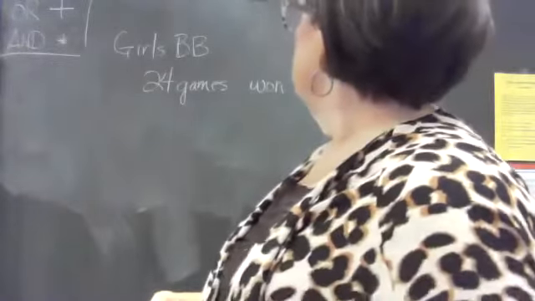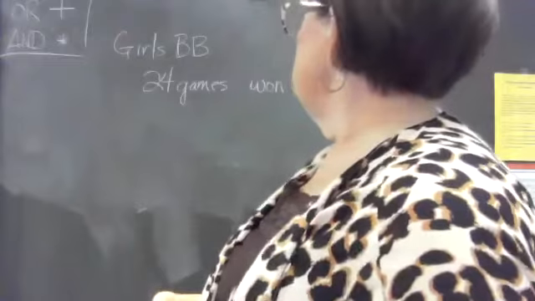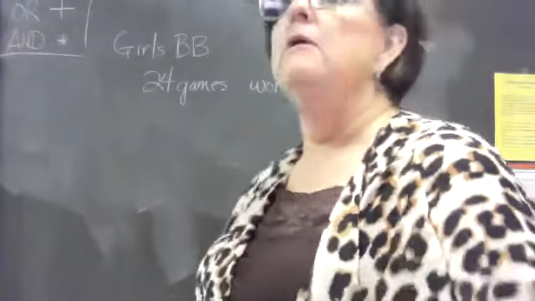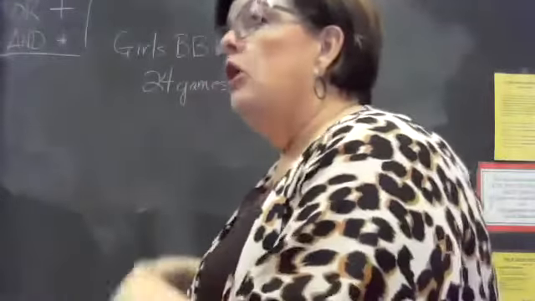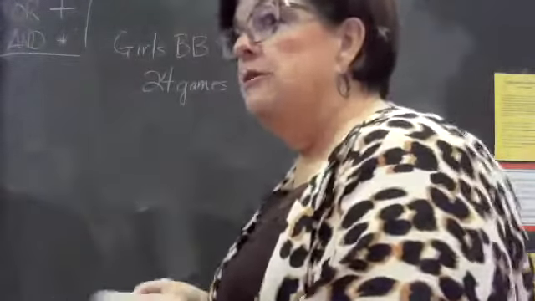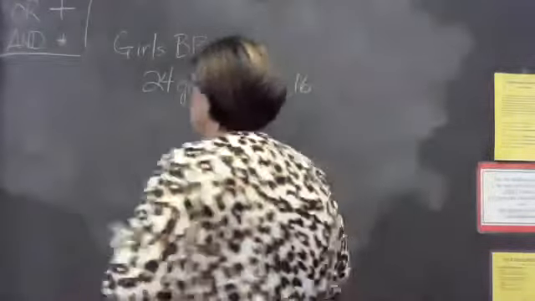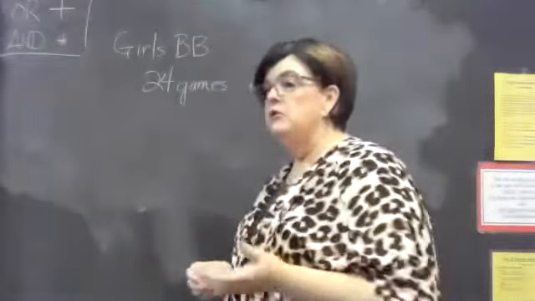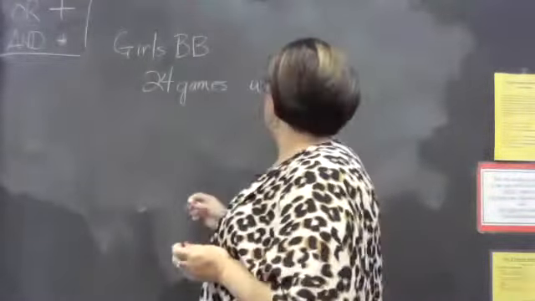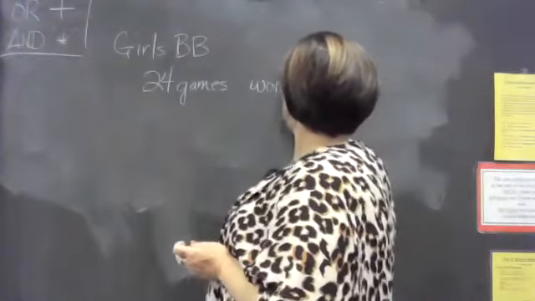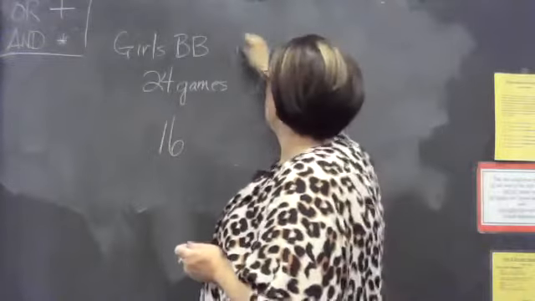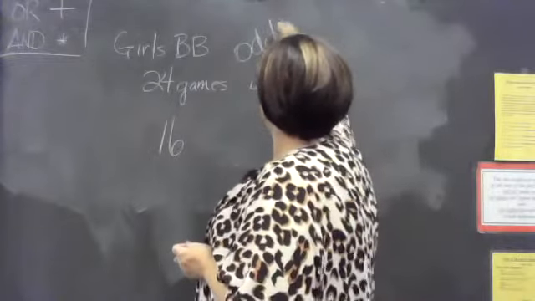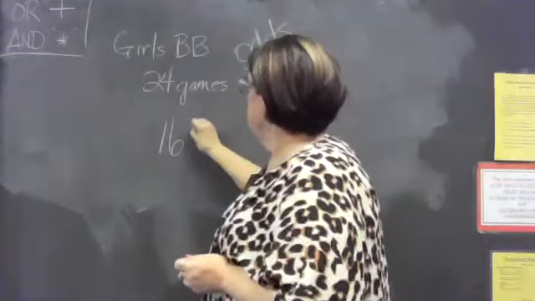Something about what are the odds of the wins to losses? Okay. What are the odds of the girls' wins to losses? Wins to losses. Okay. In this case, you're not going to put it on the total. Now, what are their wins? 16, right? And when we do odds, we write it with a colon.